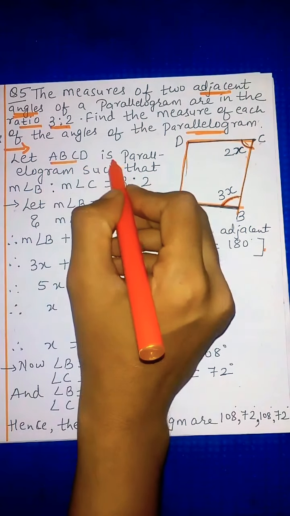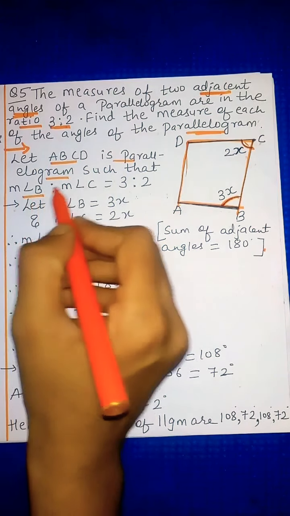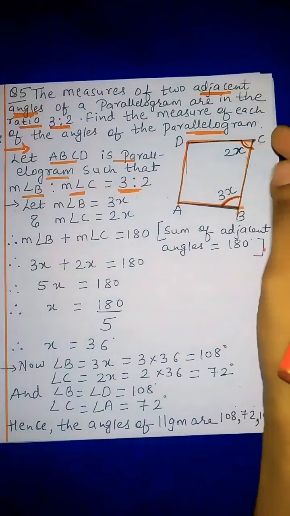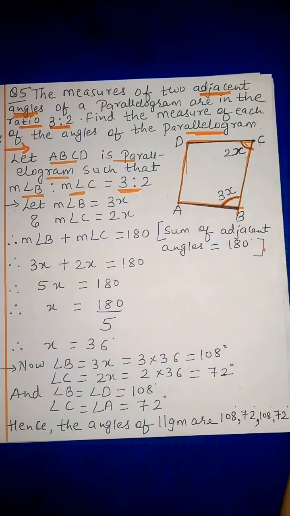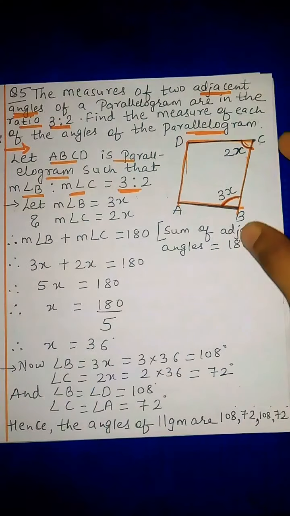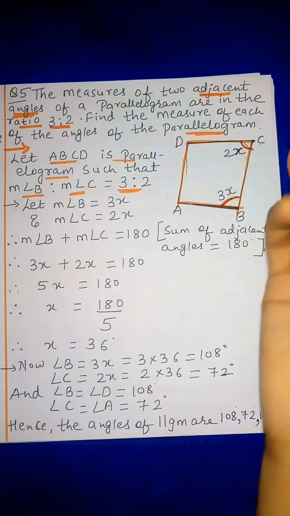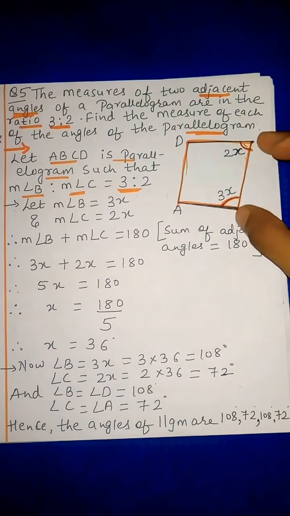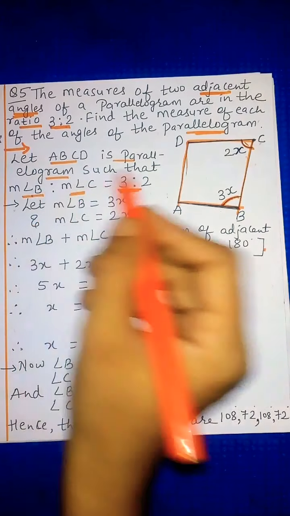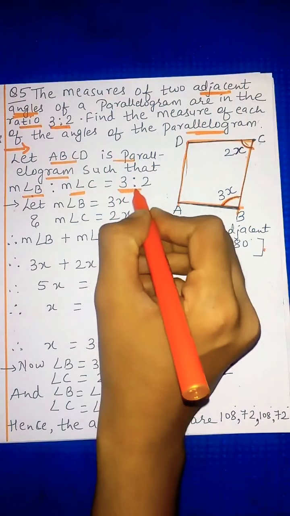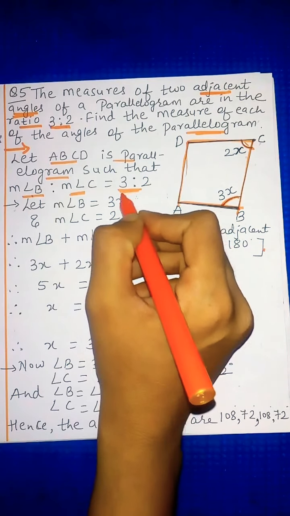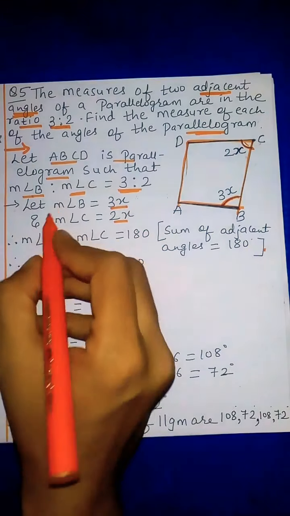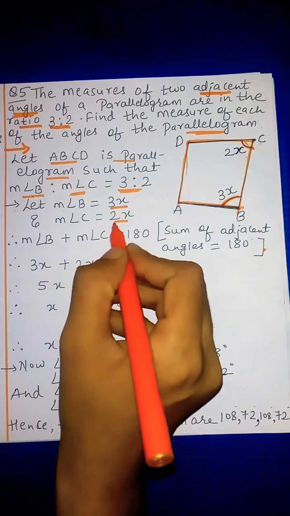So let this ABCD be a parallelogram such that measure angle B and measure angle C, they both are in the ratio 3:2. So we are given the ratio of adjacent angles. You can take any one pair, either A and B, B and C, C and D, or D and A. Any one pair of adjacent angles you can take. I have taken this B and C, adjacent angles. So they are in ratio 3:2. Now whenever it is given in ratio, we take it with X. So let measure angle B be 3X and measure angle C be 2X.